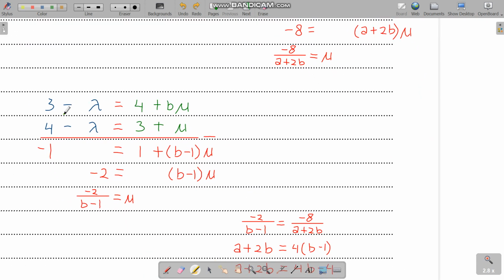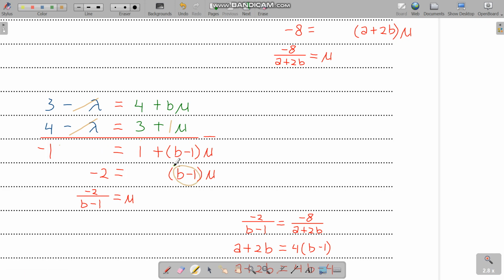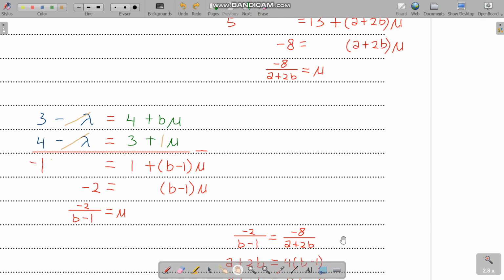In this case we can simply subtract because minus 1 minus minus 1 is 0, so they cancel out. Now 3 minus 4 is minus 1, and 4 minus 3, b minus 1, is b minus 1 times mu. So we can subtract 1 from both sides and divide by the brackets. We get mu in terms of b only. Okay, now since we have mu equals something from the second equation and the first equation, we can just combine them.